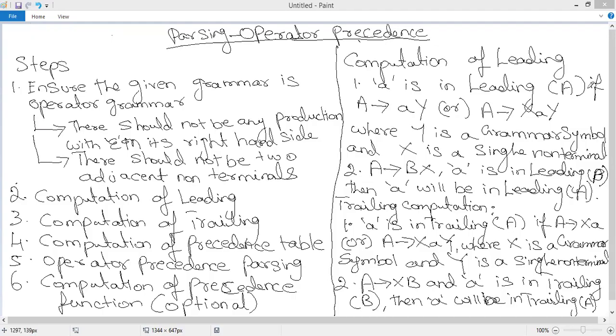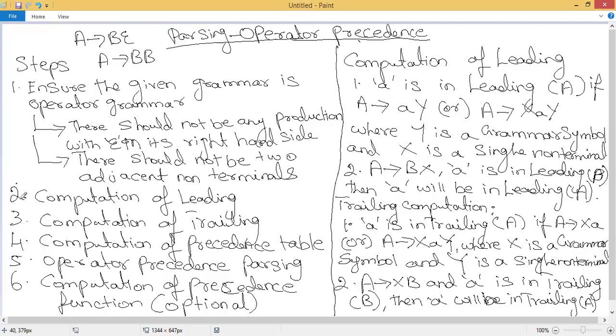For example, if we have a grammar like A tends to B epsilon, this is not an operator grammar. And another one, A tends to B B. You see here, in the right-hand side, both the components are non-terminals, so there are two adjacent non-terminals. So this is also not an operator grammar. So we should not have a production rule in these two formats.